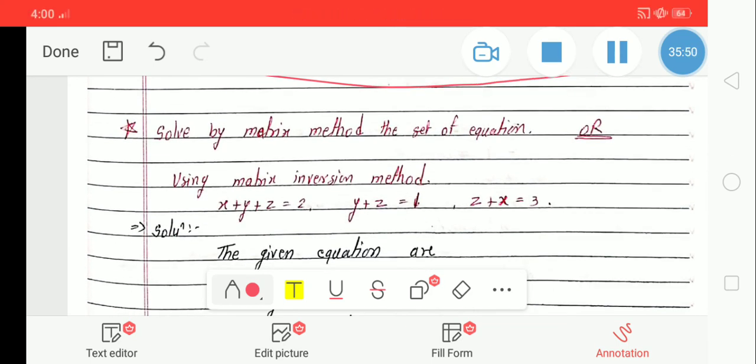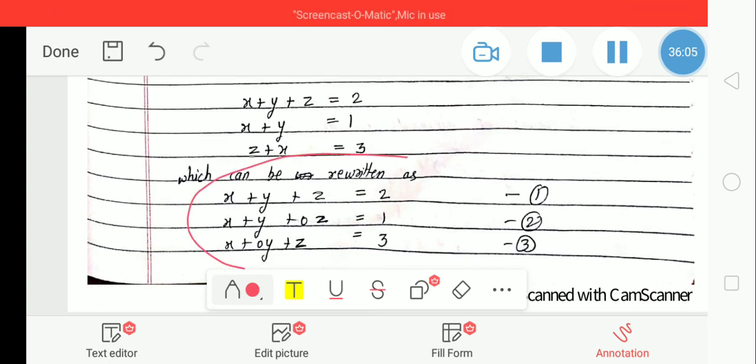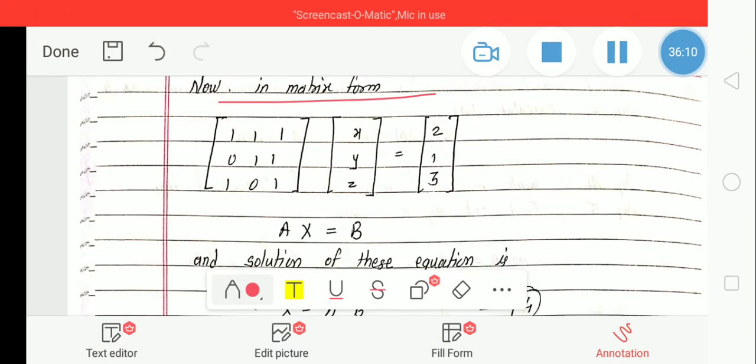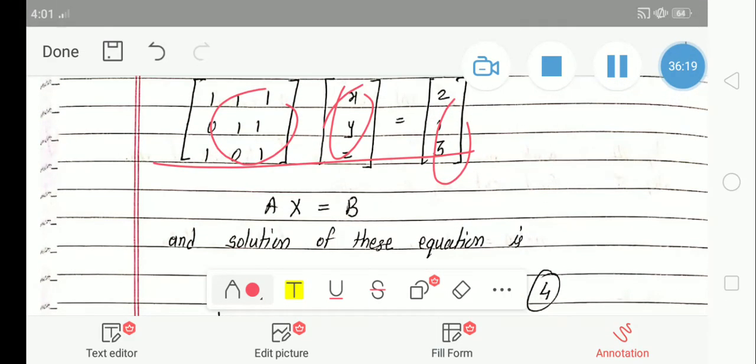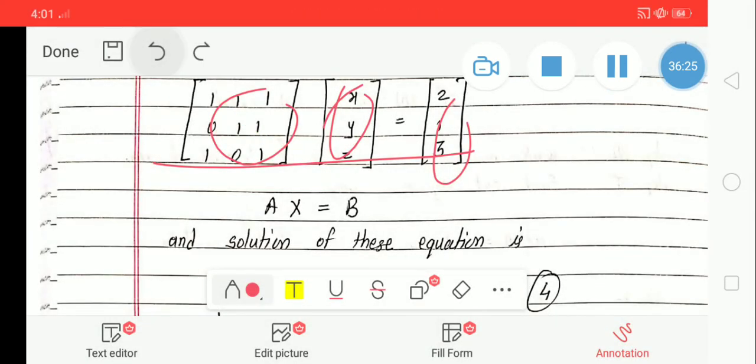Solve by the matrix method the set of equations. This question uses the matrix inverse method. So this is the equation. First we write this in a simple form. Then this equation we can write in matrix form in this way. So this is A, this is X, and this is B. This matrix is X, this matrix is A, and this is the constant matrix B.